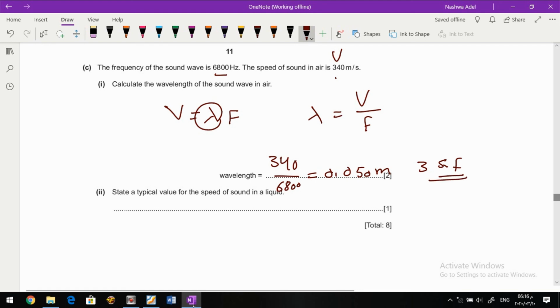State a typical value for the speed of sound in liquid. Speed of sound in liquid, the speed of sound in water was 1500. So it ranges between maybe 900 to 2000 meters per second.